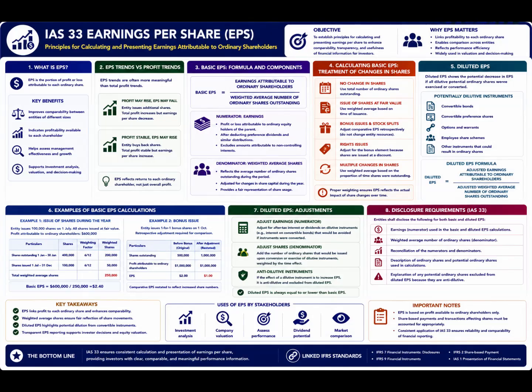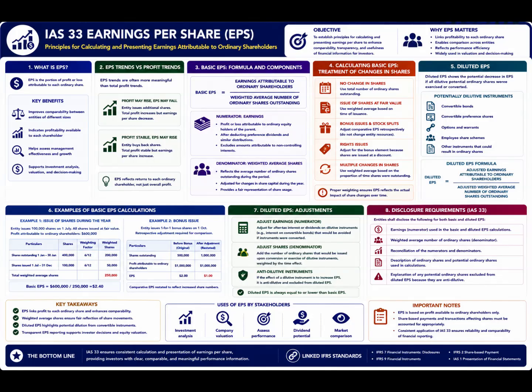Comparability is particularly important because differences in capital structures, share issuances, and financing arrangements can distort performance analysis if EPS is not calculated consistently. IAS 33 therefore standardizes the methodology for calculating both basic and diluted EPS, ensuring that financial statement users can compare entities fairly and assess performance trends accurately across reporting periods and international capital markets.